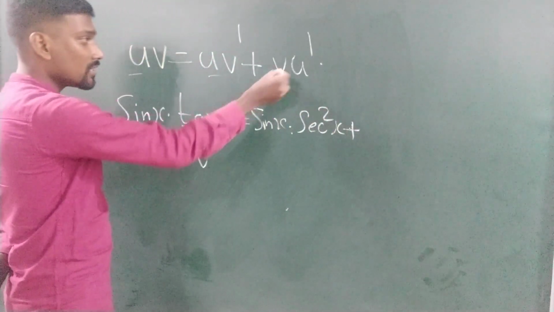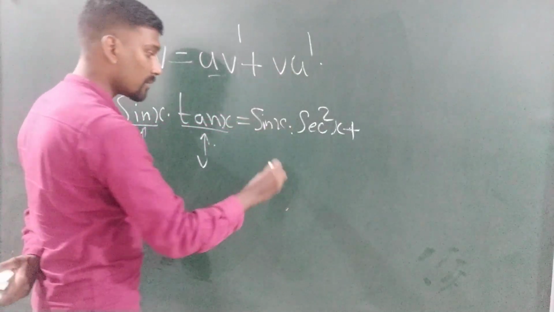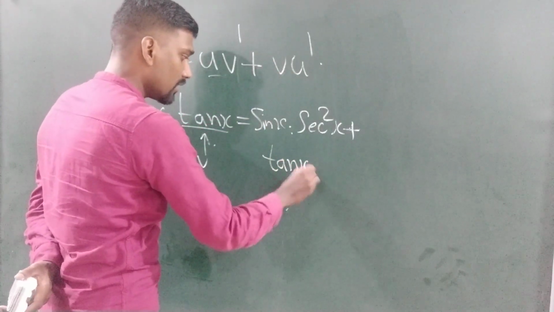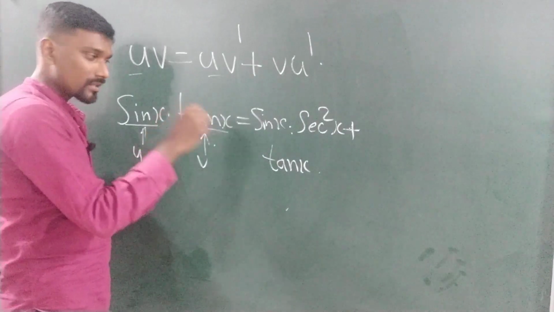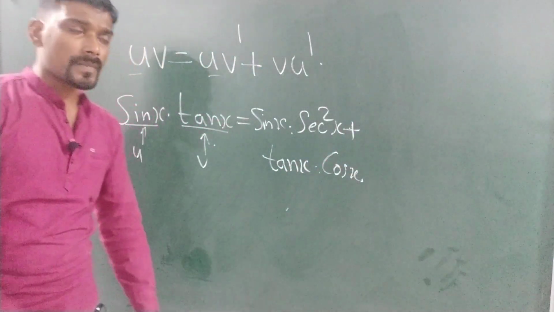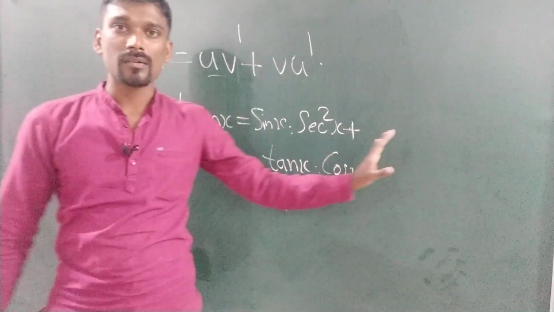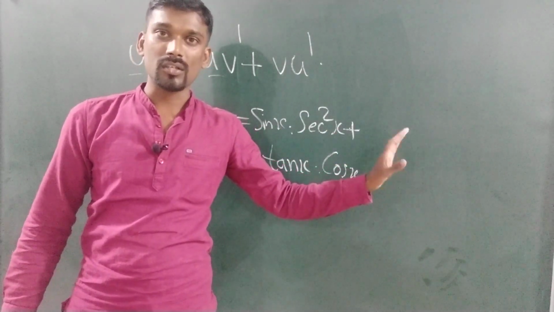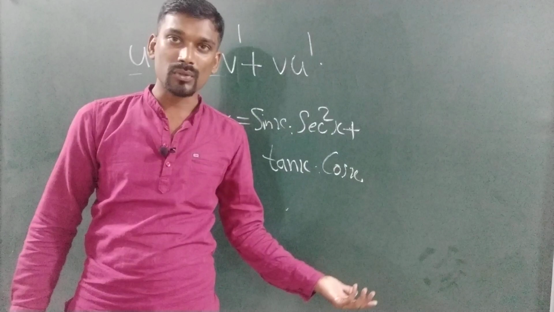Plus, now v is as it is here, that means tan x, into the differentiation of sin x. The differentiation of sin x is cos x. That's it. In this way you are going to proceed by the UV method: u v dash plus v u dash.